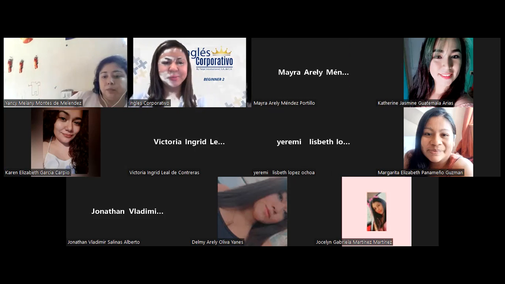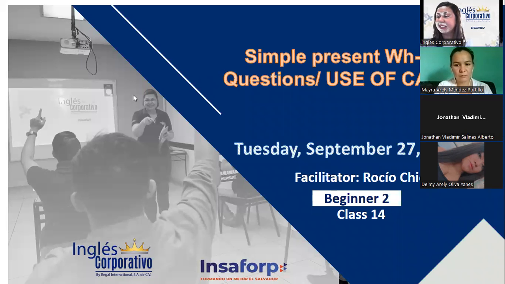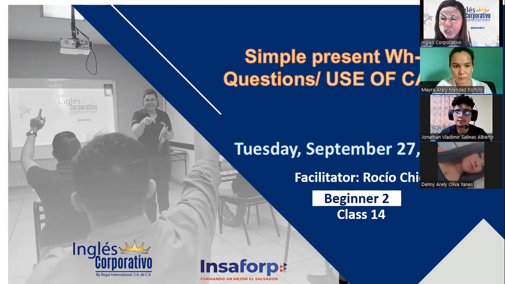Okay, class, we are now in class number 14. Can you imagine, 2 more classes and you will be finished with module number 2? Okay, today's topic is simple present WH questions and also the use of can. So today we're going to start with the use of can for abilities and talent.